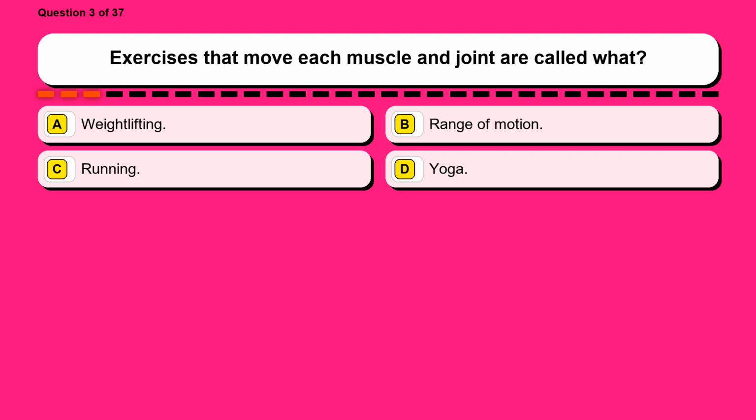Question 3. Exercises that move each muscle and joint are called what? Option A. Weightlifting. Option B. Range of motion. Option C. Running. Option D. Yoga.